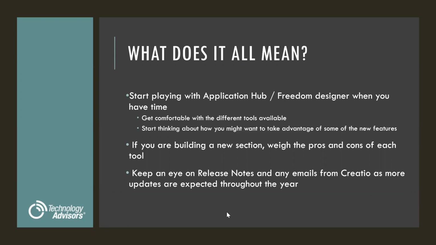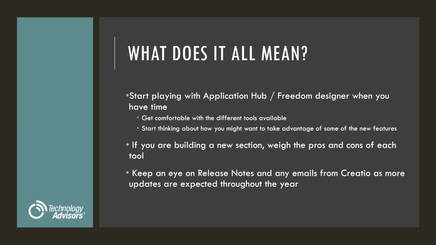If you are going to be building a new section, you have the choice right now to build it using Section Wizard or to build it using Application Hub. So you're going to want to weigh the pros and cons of each of those options and think about which one currently is going to give you the best fit. Again, this only applies if you're building something brand new right now.